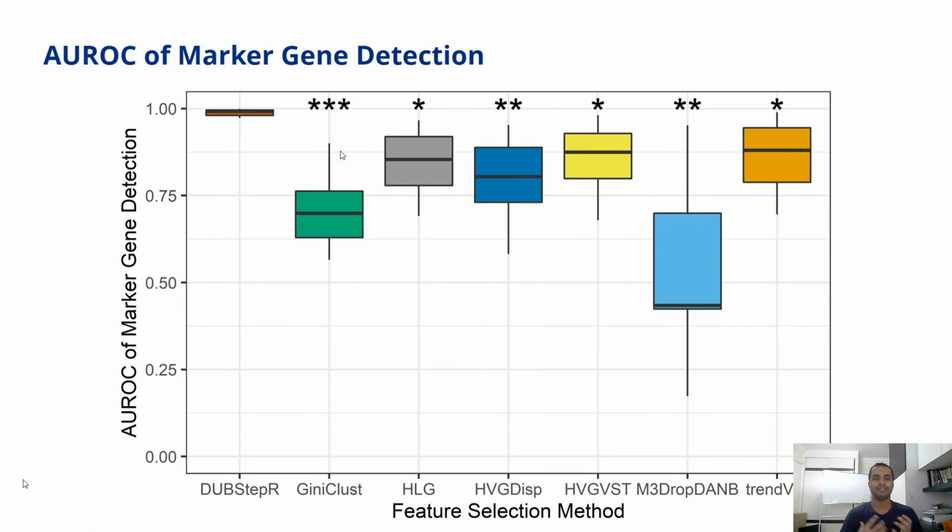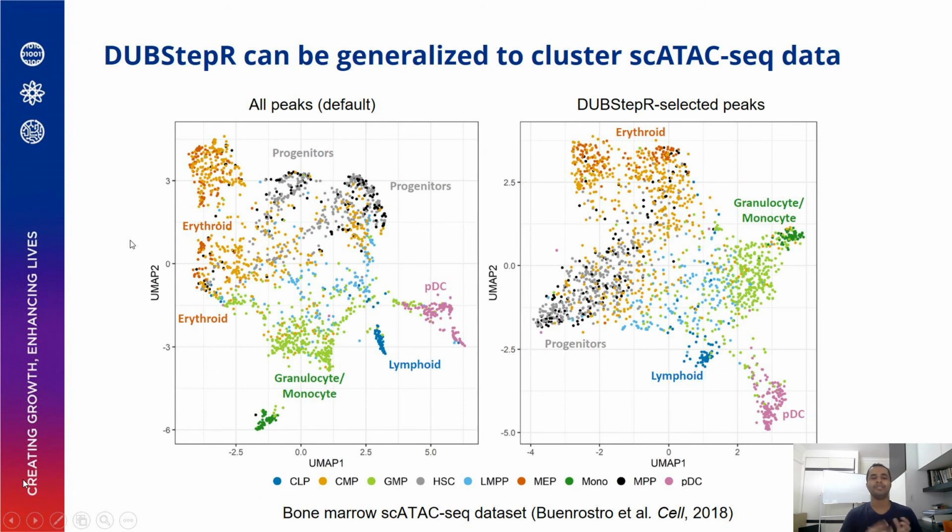Further, since we developed this method based on the intuition of marker gene detection using pairwise correlations, it's no surprise that DUBStepR significantly outperforms existing methods in detecting marker genes. Finally, the intuition behind gene-gene correlations is not specific to genes. That is, the correlated features could also be extended to peaks in single-cell ATAC-seq data. Indeed, if we compare clustering of single-cell ATAC-seq data using all peaks identified in the data against peaks selected by DUBStepR, we find that DUBStepR is able to delineate the hematopoietic trajectories better on this bone marrow scATAC-seq dataset.